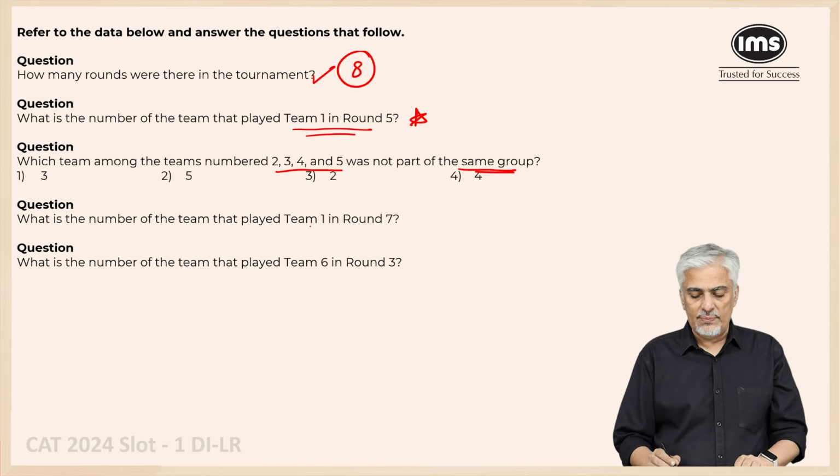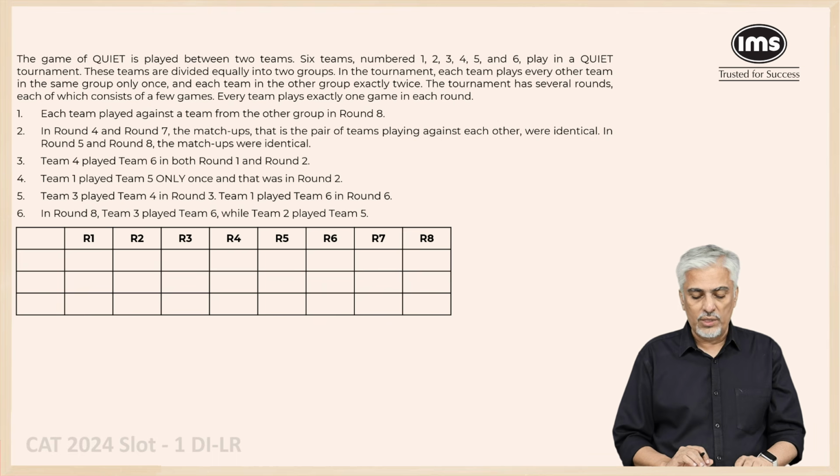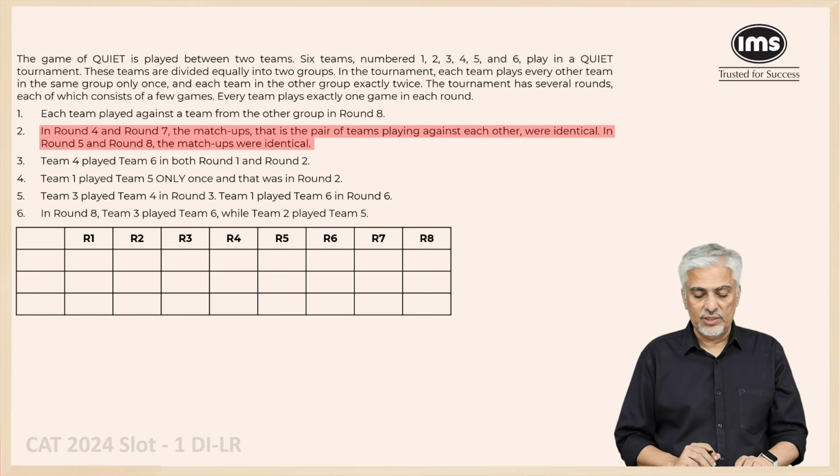What is the number of the team that played team 1 in round 7? And these two are more or less questions based on who played where, and you will try and get your table. As I had said, I thought this was very easy. Most of the questions come out very straightforward. So, I took whichever information was direct. That's a habit which we already told you earlier also. Always use your direct statements first.